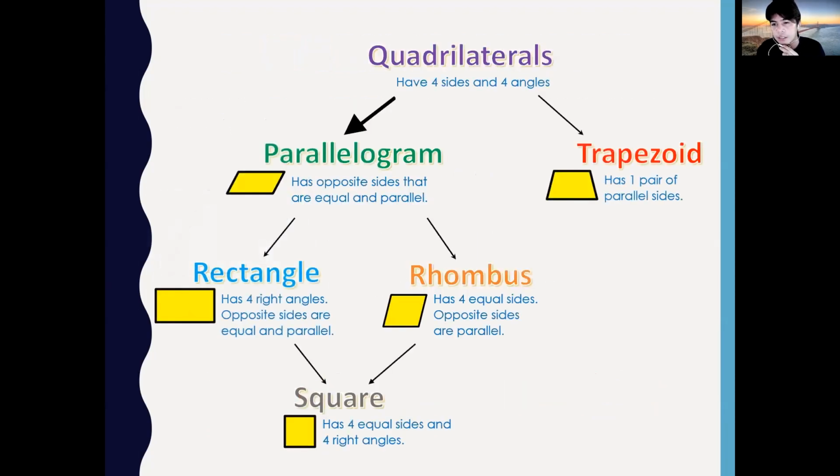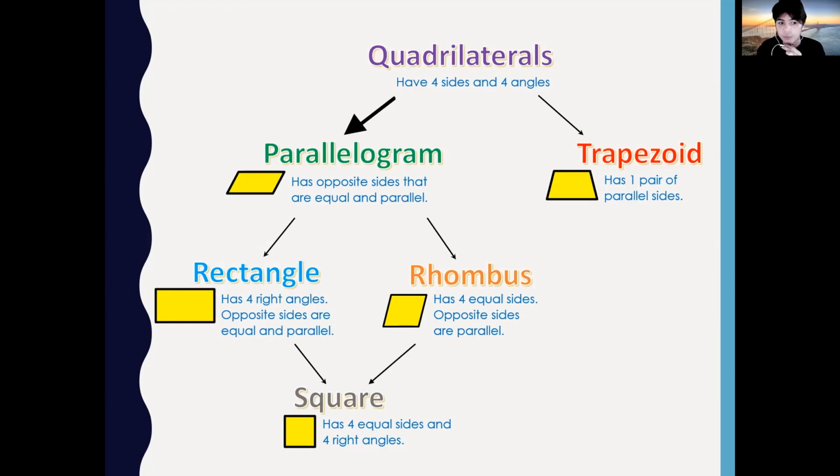So we have here a tree diagram of quadrilaterals. Now let's explain this one. A quadrilateral has four sides and four angles. We have two categories here: parallelogram and trapezoid. Since a trapezoid has one pair of parallel sides, that means it is different from other quadrilaterals, since the other quadrilaterals have opposite sides that are equal and parallel. So we have here the parallelogram, whose opposite sides are equal and parallel.